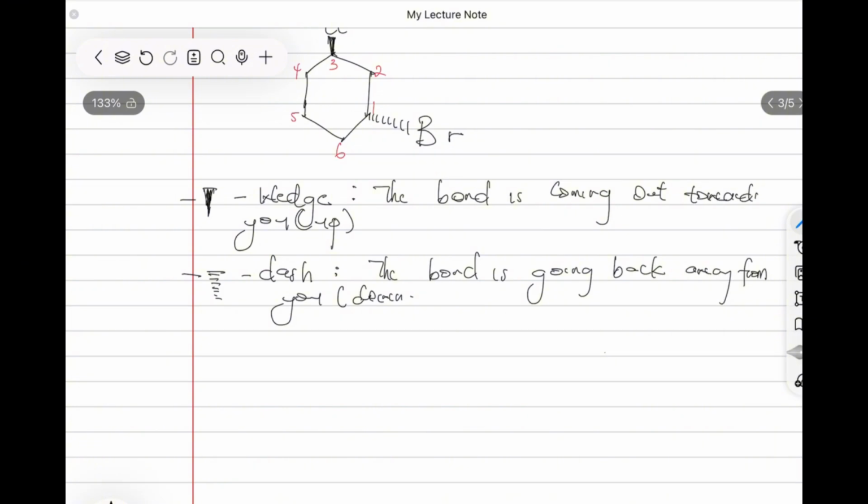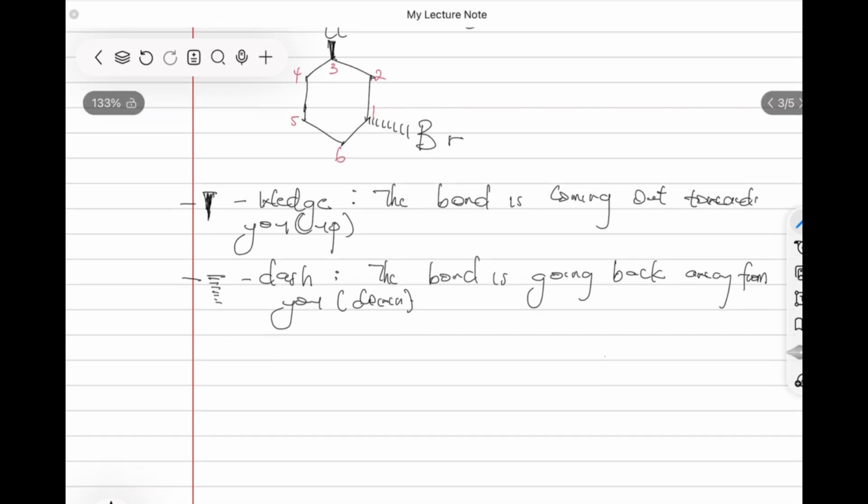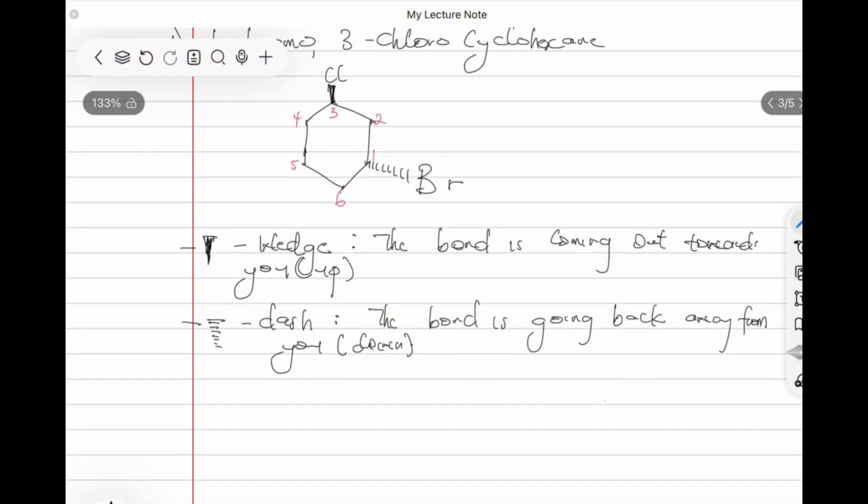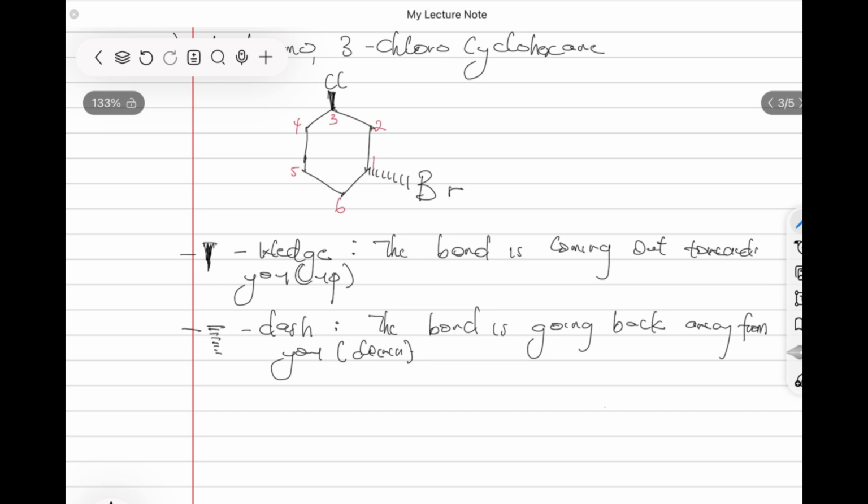The next one we have is the bond represented in dash. For example, the carbon to bromine bond is represented in dash. To represent this type of bond in a chair conformation, it means that the bond is going back away from you, which is in the down direction of the chair conformation. So having a good knowledge of the wedge and the dash bond and how to represent molecules in a chair conformation, we can proceed in representing this molecule in a chair conformation.